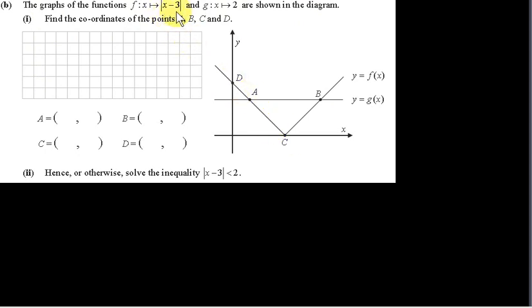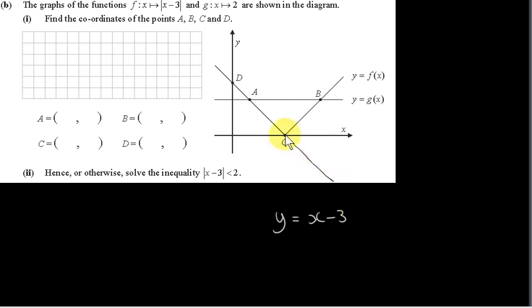In another video I've explained how to graph the magnitude of a linear function like x minus 3. x minus 3 is linear. If we just looked at the graph of y equals x minus 3 without getting the magnitude, we would have a straight line like this here, passing through the point C and continuing on indefinitely.